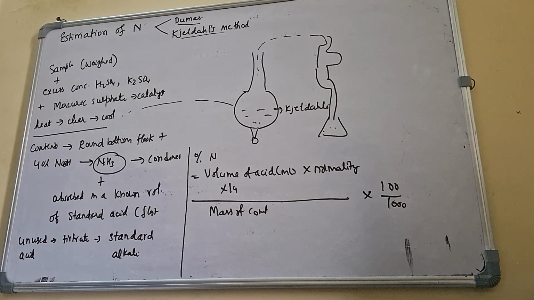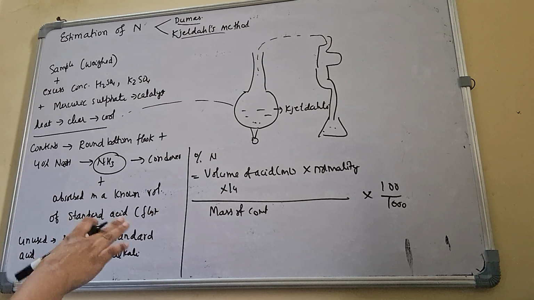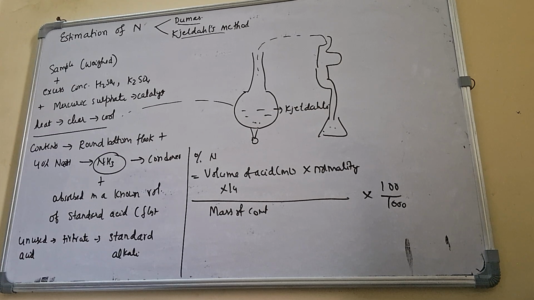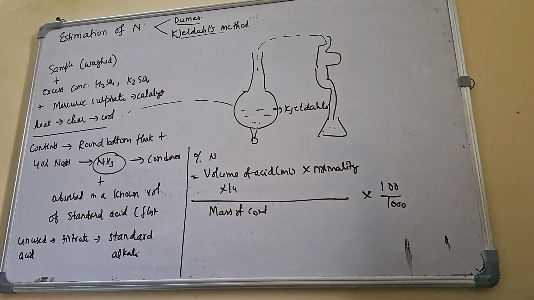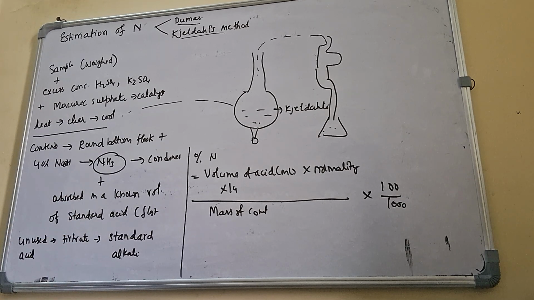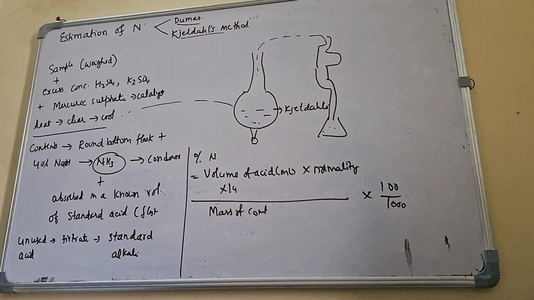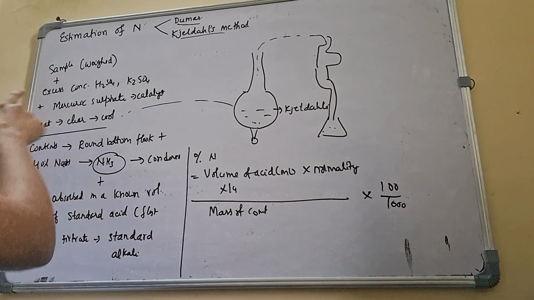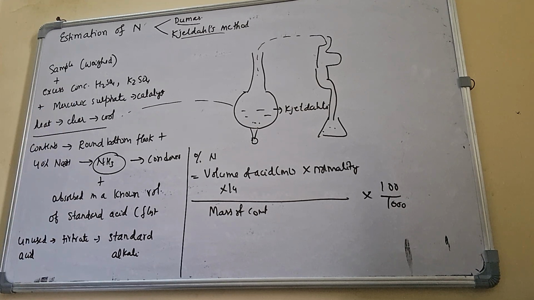Okay, so we are done with the estimation. Let me just summarize this. In the Kjeldahl method, you take the sample, weigh it, and add excess concentrated sulfuric acid and potassium sulfate, and also mercuric sulfate as the catalyst. You heat it till you get a clear solution and then you cool it.